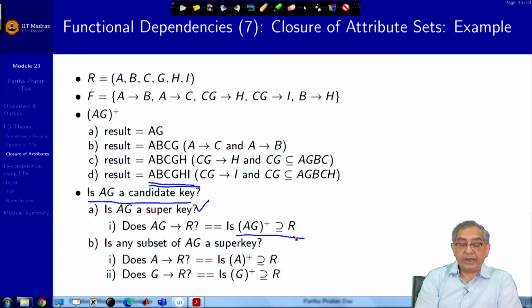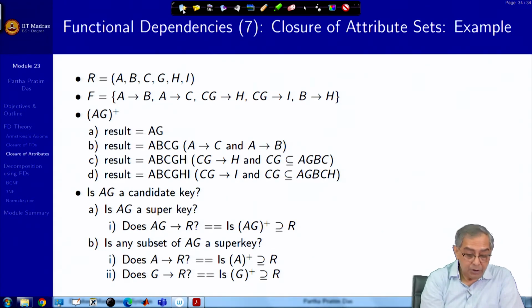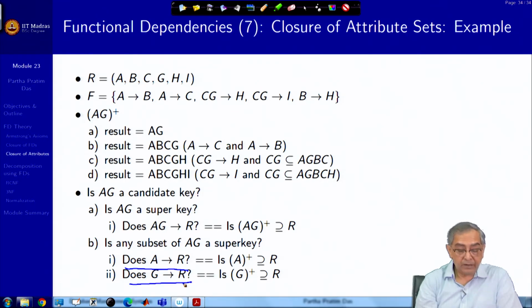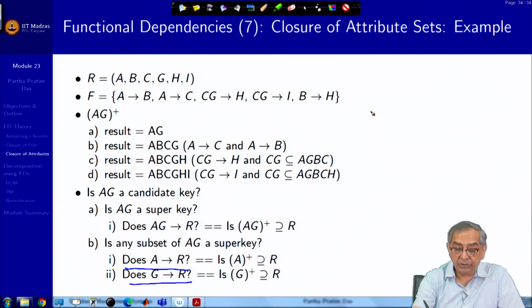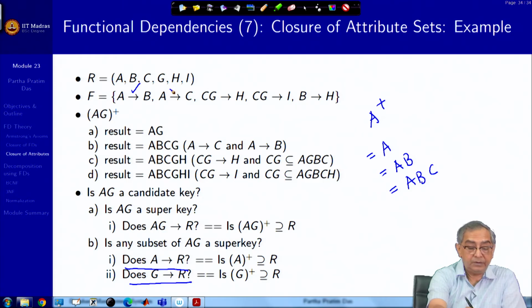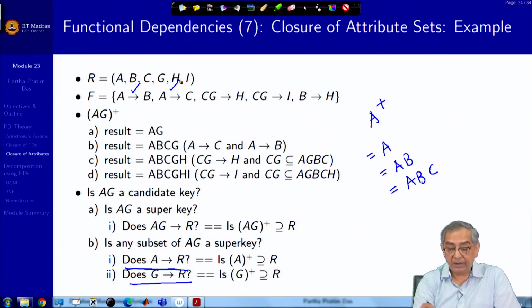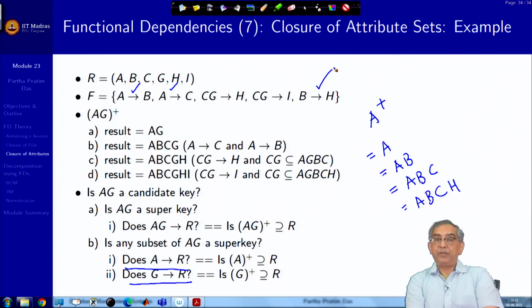For checking minimality, what has to be seen? That the subsets are not super keys. So, does A functionally determine R or G functionally determine R? You have to check, and it is easy to see. If you see A plus, what will that mean? You will start with A, then we will have A B, then we will have A B C, right, by these two. Now, I have A B C. So, you will have A B C H, and that is where you stop.